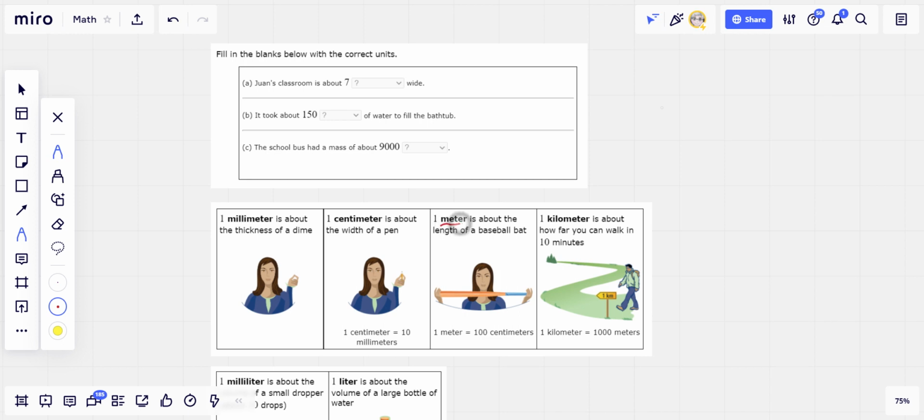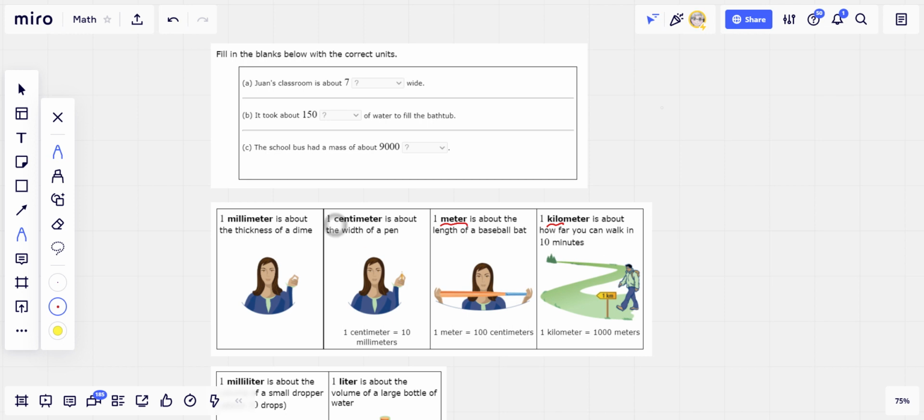Meter is the basic unit of length. And here it says a meter is about the length of a baseball bat. So if you spread your arms apart, you could sort of put a meter in between your two hands. The rest of the units here use these prefixes. So kilo means 1,000. So 1 kilometer is 1,000 meters, and that's quite a distance. You'd be walking for a while. It says here you'd walk 10 minutes to walk a kilometer.